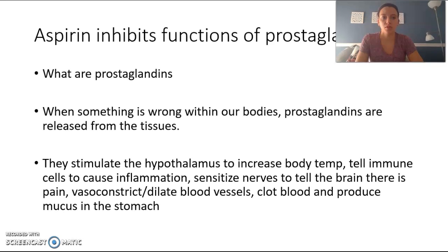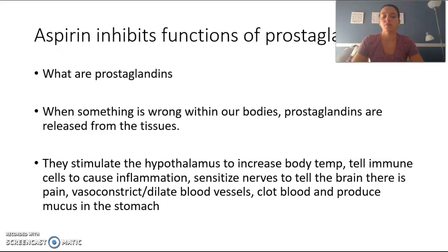Okay, so aspirin inhibits the functions of prostaglandins that are in our body. So, what are prostaglandins? When something is wrong within our bodies, prostaglandins are released from the tissues. They stimulate the hypothalamus to increase body temperature, which is why we have a fever if something is wrong, like a virus or a bacterial infection. Our body will increase temperature to try and fight it off, and prostaglandins are what start that by signaling the hypothalamus to cause the temperature to rise.